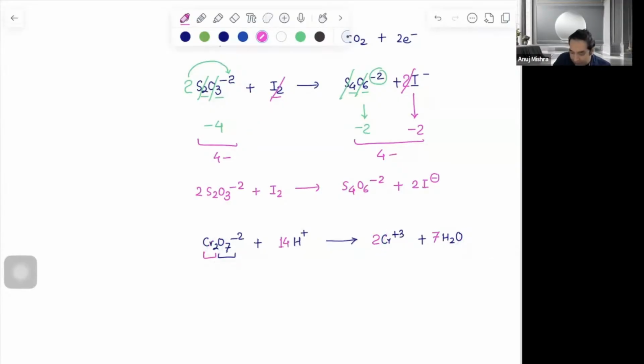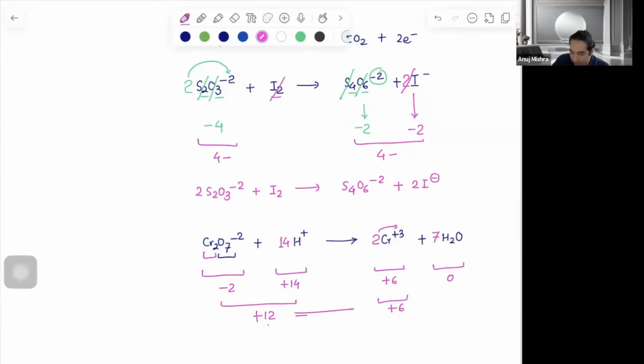We can say that this is -2. This is plus 14. This is 2 into plus 3, plus 6. This is neutral. So this is -12. This is plus 6. What do we have to do now? Sorry, plus 12. This is plus 12, and this is plus 6. What should we do? We have to make it 6.